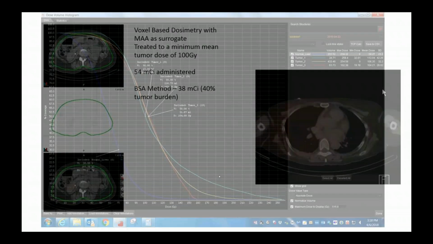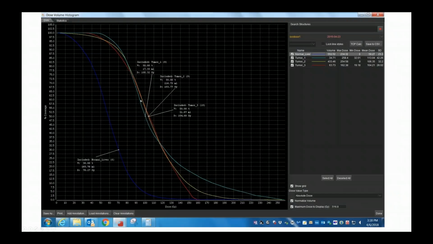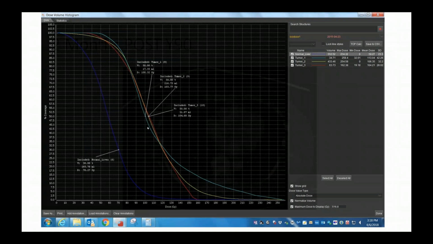I showed one yesterday. This is for this patient. She had 3 different tumors. These are her 3 different tumors. And what we showed is that we wanted to reach at least 100 gray median dose to each one of those tumors, and we did. Her normal liver got lower than that. So this is the dose volume histogram for her individual tumors. Each tumor has its own dose response, but we achieved the median dose we wanted.